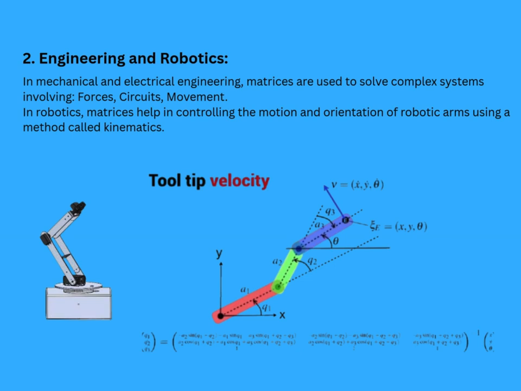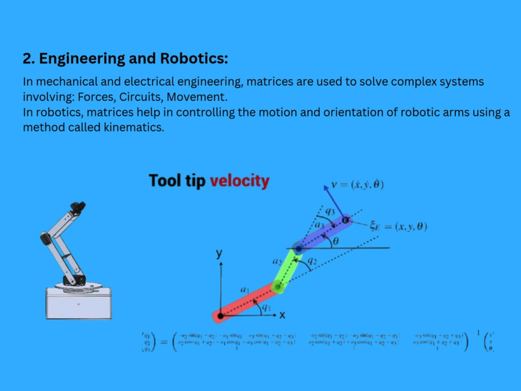we need to use this sector of mathematics called matrix. So in robotics, matrix helps in controlling the motion and orientation of robotic arms using a method called kinematics. We need to work with a lot of data while working in robotics: input data, output data, sensor readings, a lot of different kinds of data while making a robot. Working with that much data is possible because of the application of matrix in robotics.